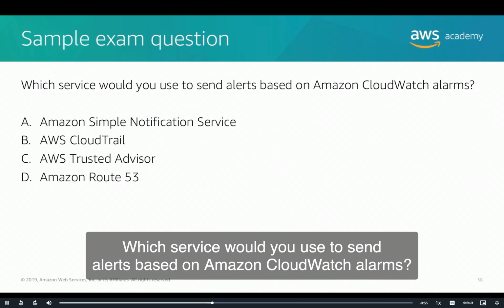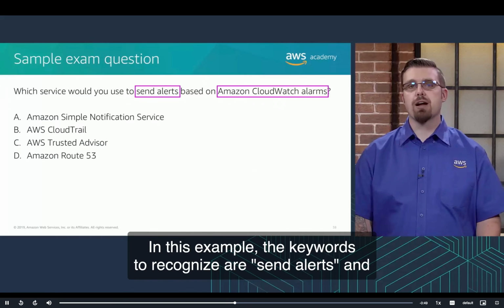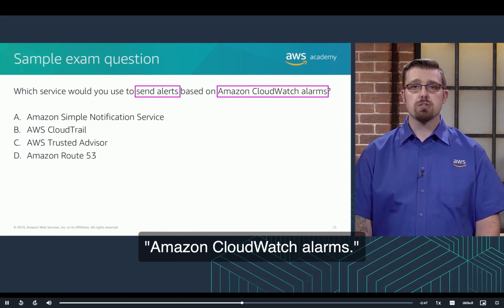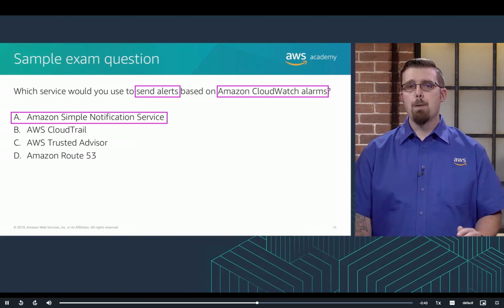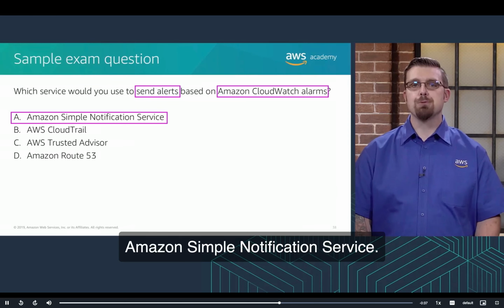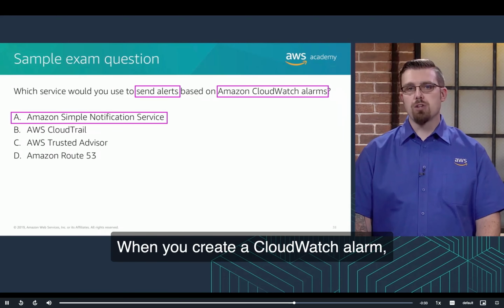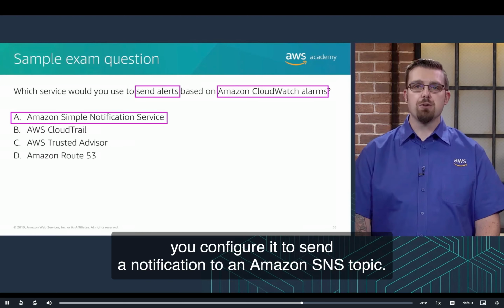Which service would you use to send alerts based on Amazon CloudWatch alarms? In this example, the keywords to recognize are send alerts and Amazon CloudWatch alarms. Based on the keywords that we identified, we can look at the correct answer as A, Amazon Simple Notification Service. When you create a CloudWatch alarm, you configure it to send a notification to an Amazon SNS topic.